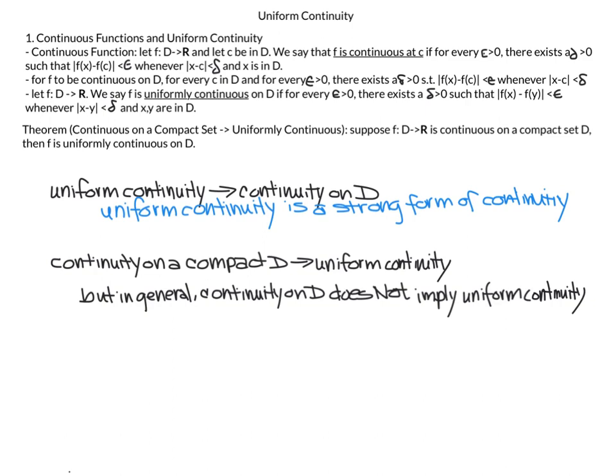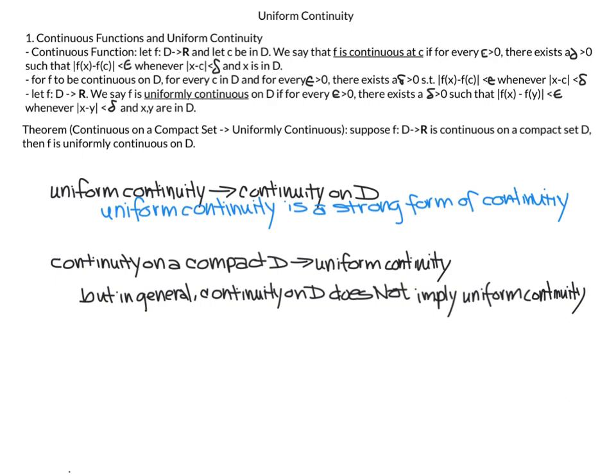It requires more. Also, when I said continuity on a compact domain implies uniform continuity, but in general continuity on D does not imply uniform continuity, again, that's because continuity on D allows for different deltas for every element in D, whereas uniform continuity has more requirements in that it has to be a single delta that satisfies every element in D.